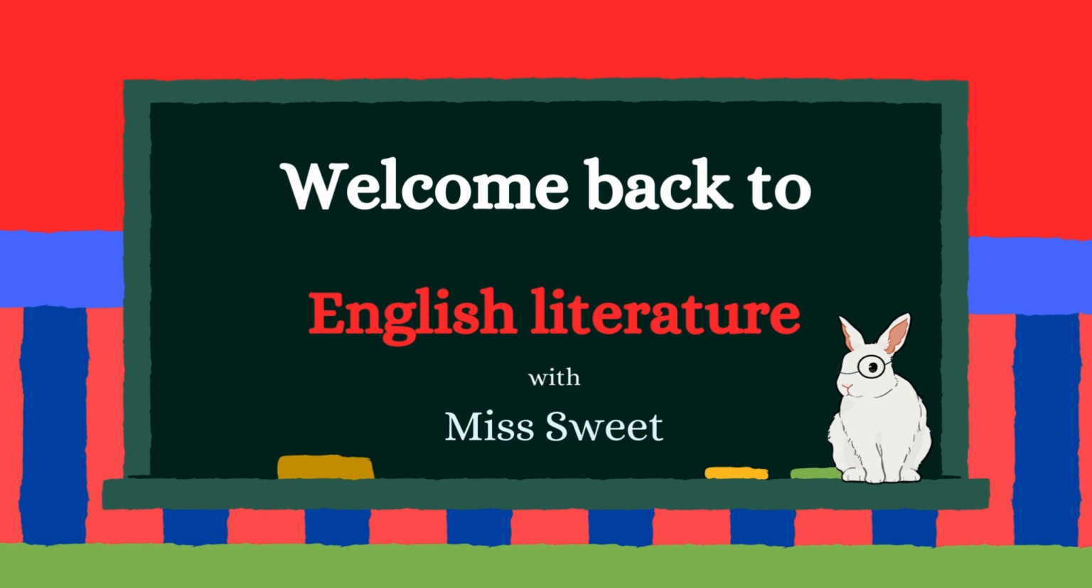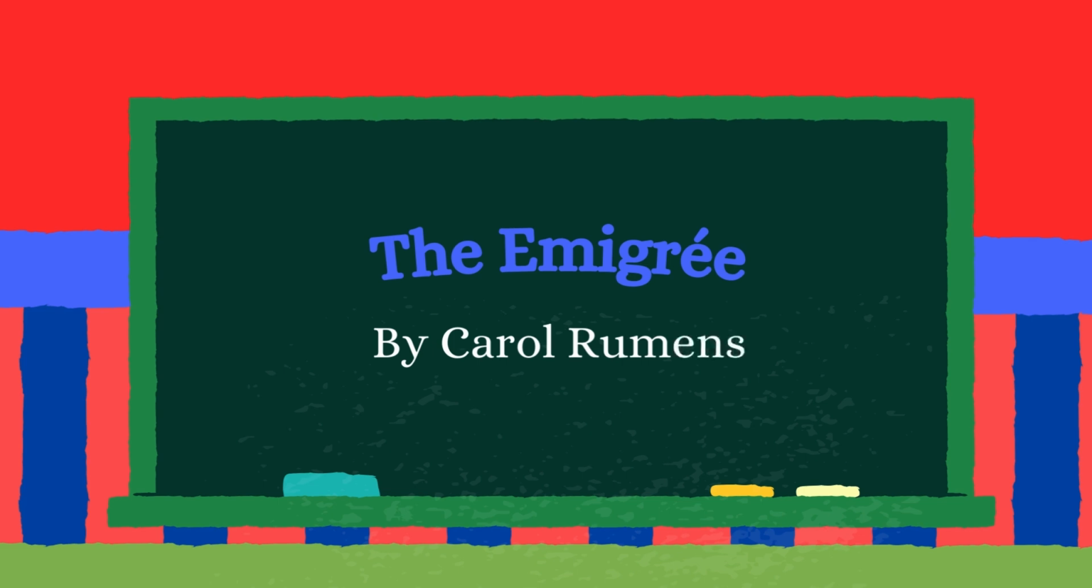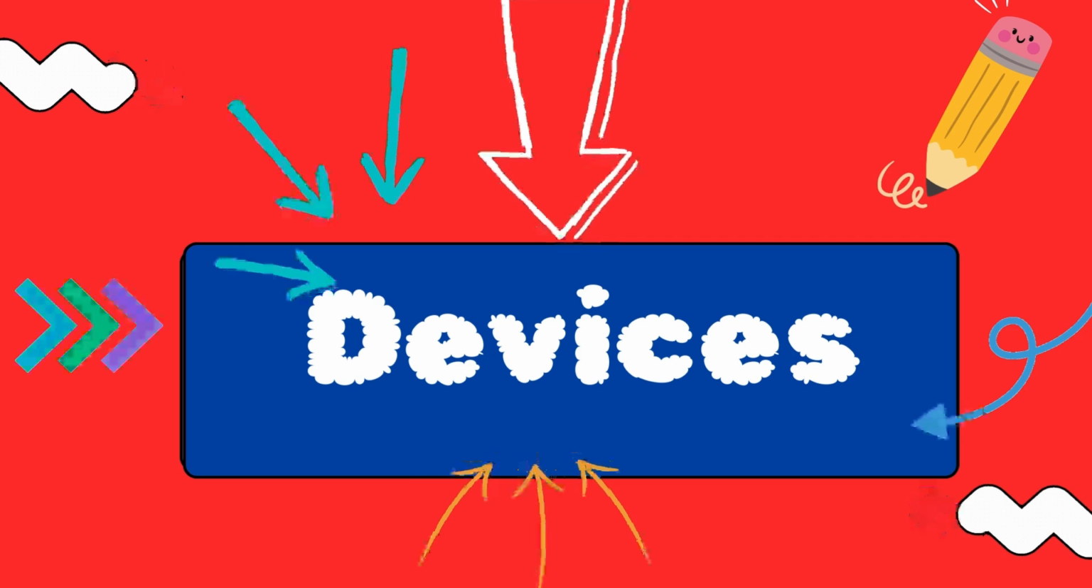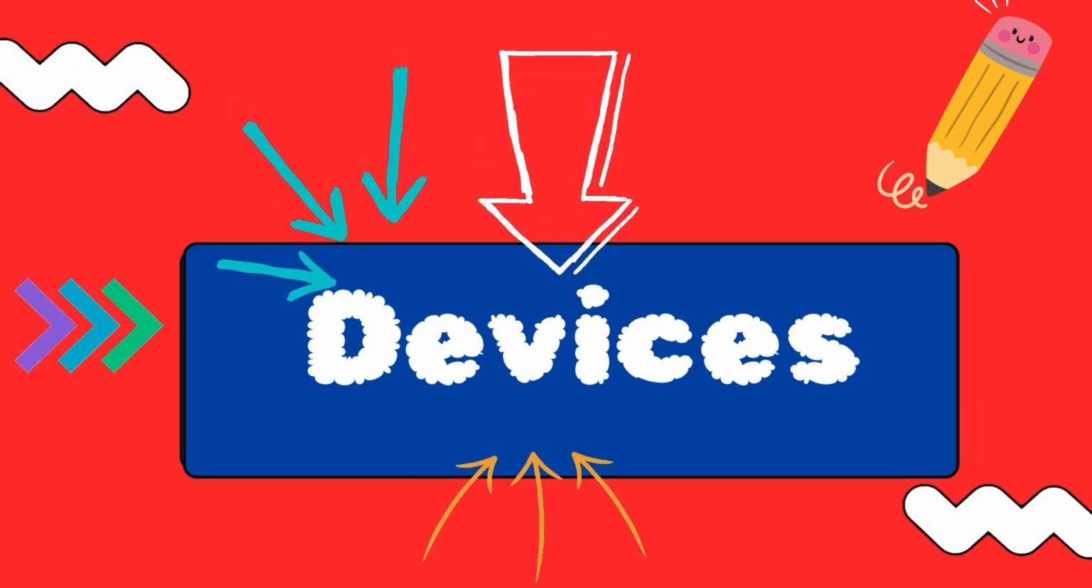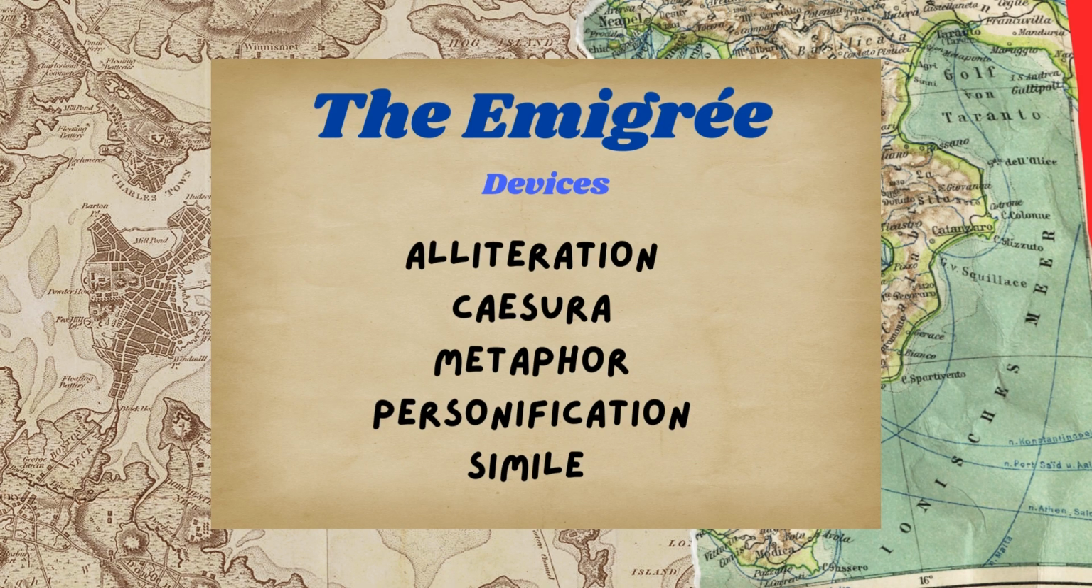Today we are exploring the devices used in the poem The Emigree by Rumens. Rumens uses a range of literary devices to illustrate her poem, convey abstract information, and engage her readers.